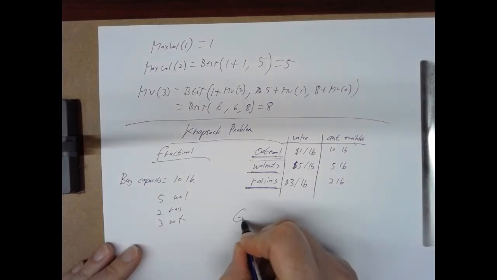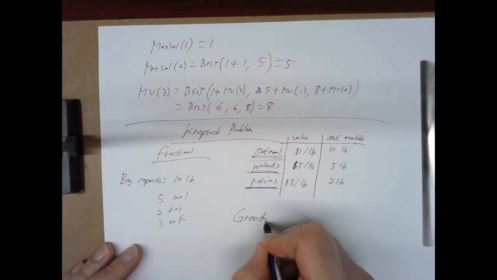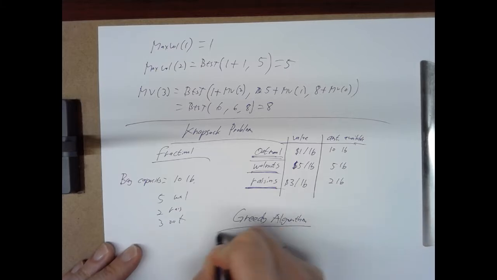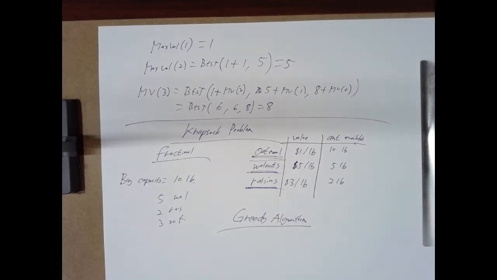Okay, so this is an example of what's called a greedy algorithm. It's greedy in the sense that it tries to optimize the solution at each point along the way. So you've got an empty bag. The first thing you try to do is get as much value in that bag as possible. And you do that by filling it with as much of the most valuable item as you can. Okay, so we call that a greedy algorithm. And a greedy algorithm works perfectly for this fractional knapsack problem.